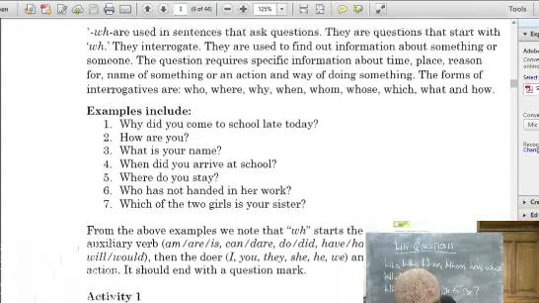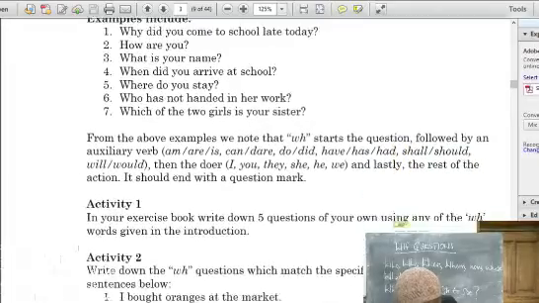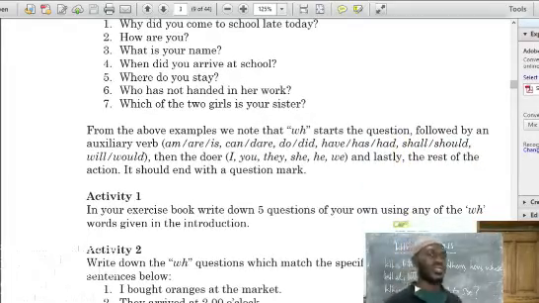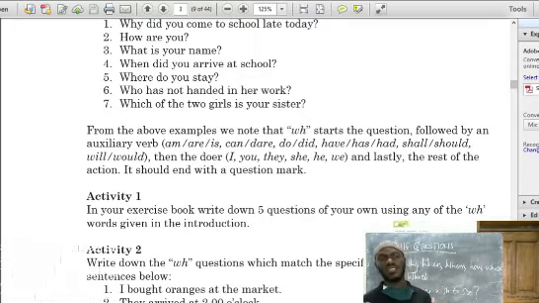And then here, it is something that is detailed about these questions. How do we arrange these questions? How do we create them? From the above examples, we note that WH starts the question. Now, this is the formula that I'm giving you that can help you to create these WH questions. If you want to create these WH interrogatives, then the WH ones must begin the sentence that you want to begin. You know, we've seen the examples of these WH ones.